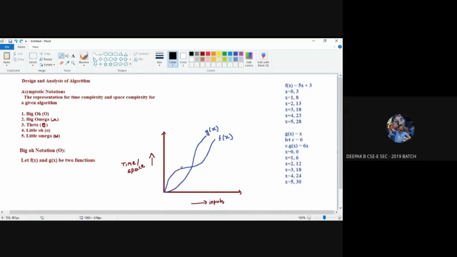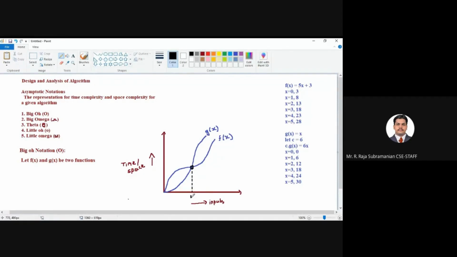F of x. X equal to 2, f of x also. X equal to 3, both are the same. That is why this intersection point came, at x equal to 3. So this point I name as the k value, and k can be equal to 0 also.